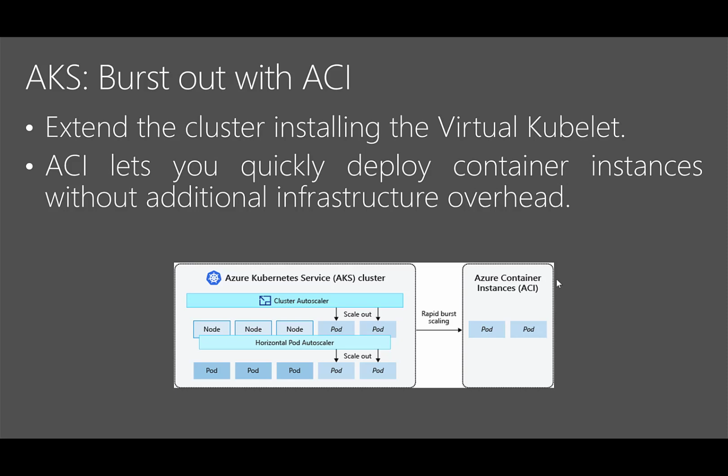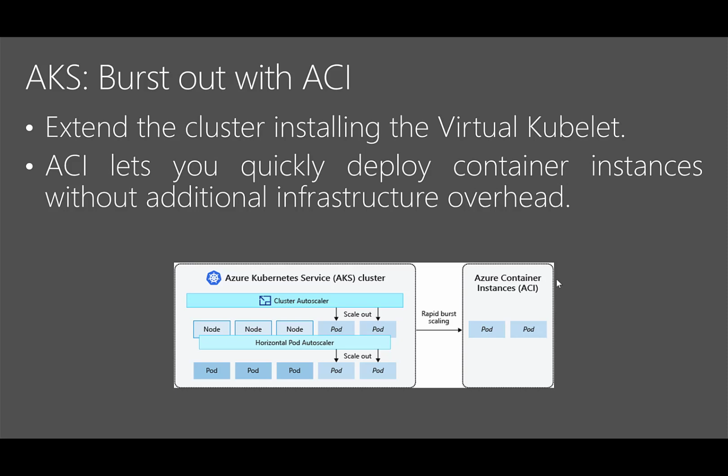What happens here is that imagine you have a cluster of 3 nodes. When you install the virtual kubelet, you immediately have a 4th node, which is virtual, and you can schedule things to run on that node. And what this does behind the scenes is create your instances through Azure Container Instances and run them.